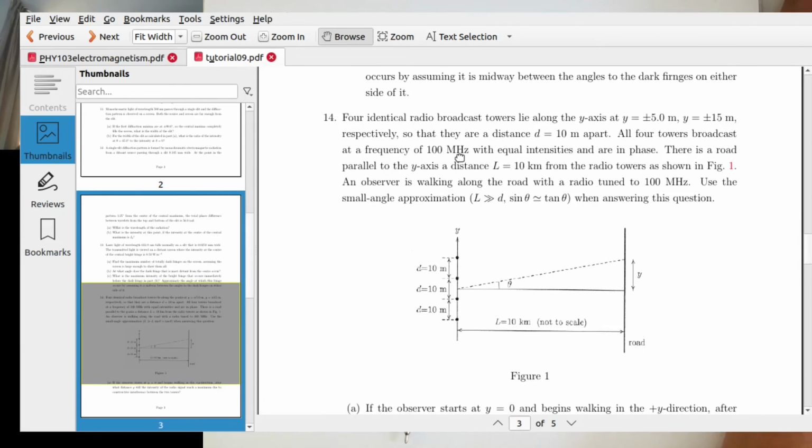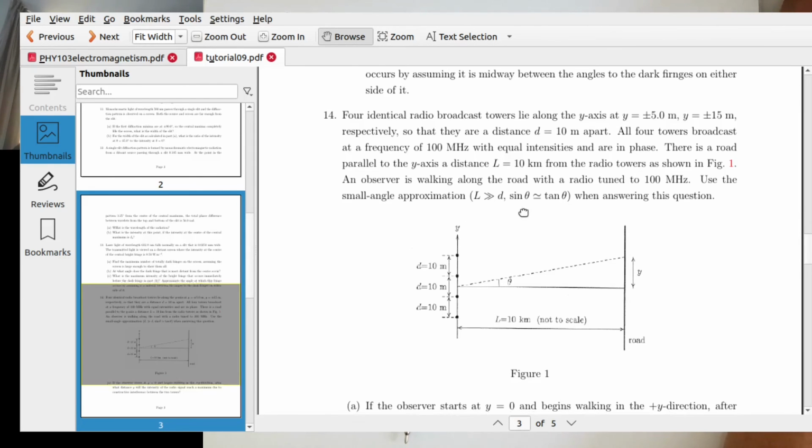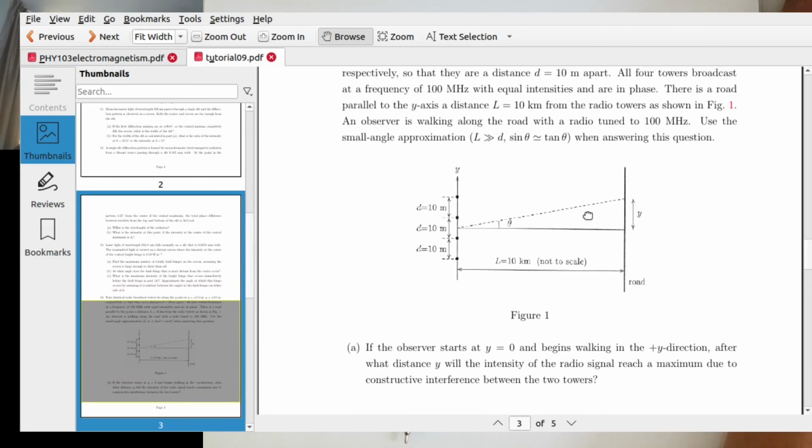All 4 towers broadcast at this frequency and initially in phase. And then there's a road here, and the distance is 10 kilometers away. So if you drive from y equals 0 upwards, what is the position of y such that we get the intensity maximum?